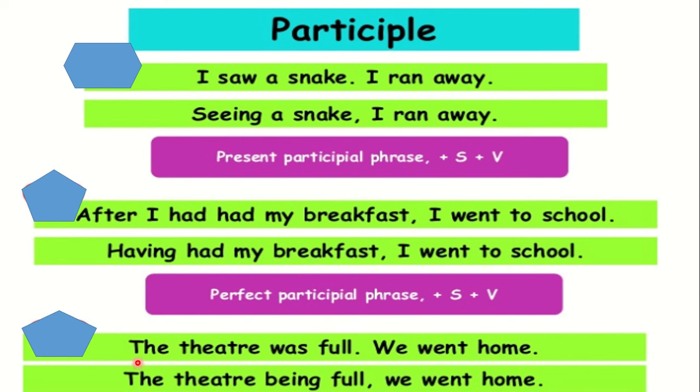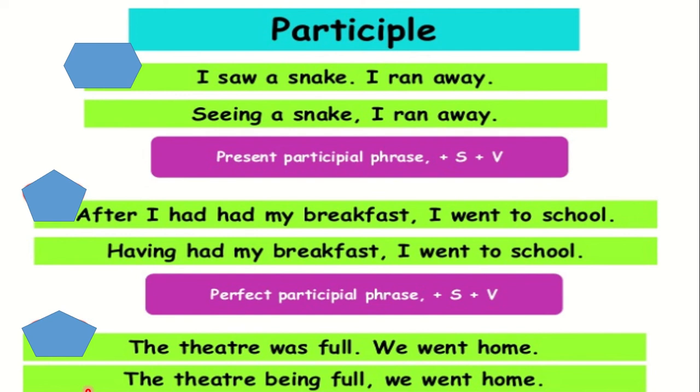Next, the theater was full. We went home. What was the problem? The theater was full. So we went home. See, the theater being full, we went home. So we used perfect participle being full. So these are some of the examples of participles: present participle, past participle, or perfect participle.